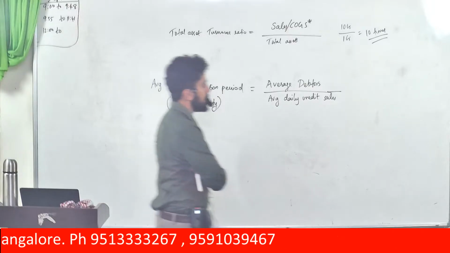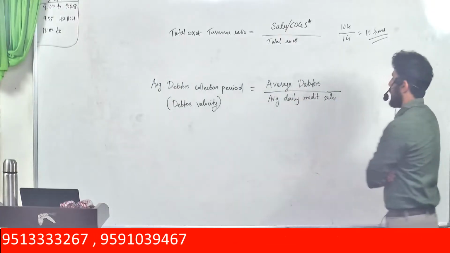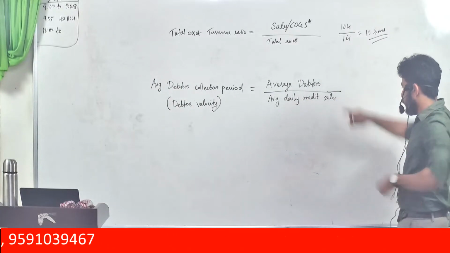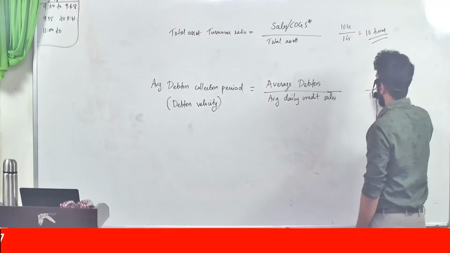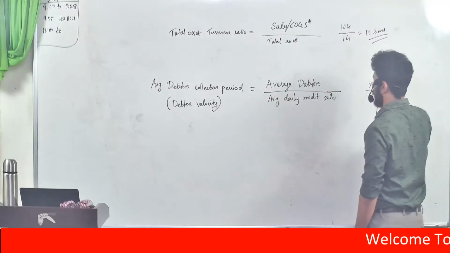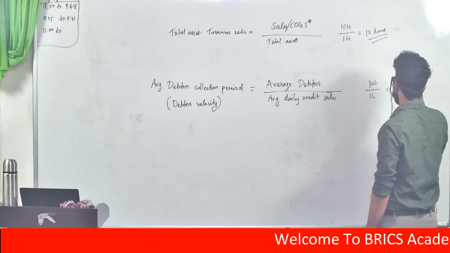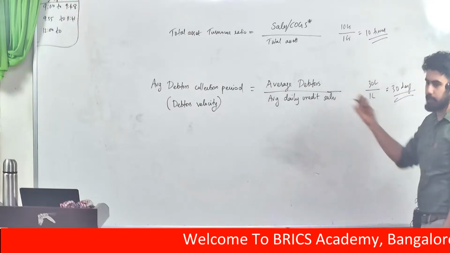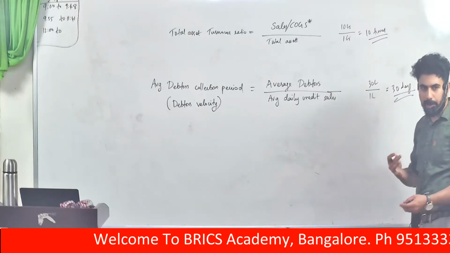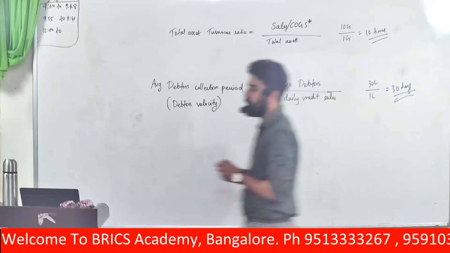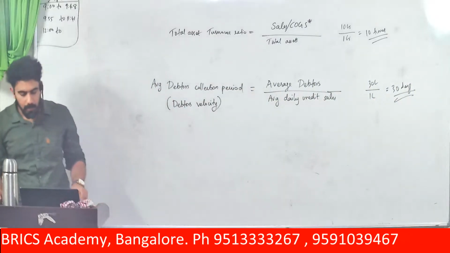So basically this will give you guys, if you're making a sale of say 1 lakh every day and you are having an average debtor of 30 lakhs, then in 30 days the money will come back as cash. Okay, this is debtors collection period, or debtors velocity.